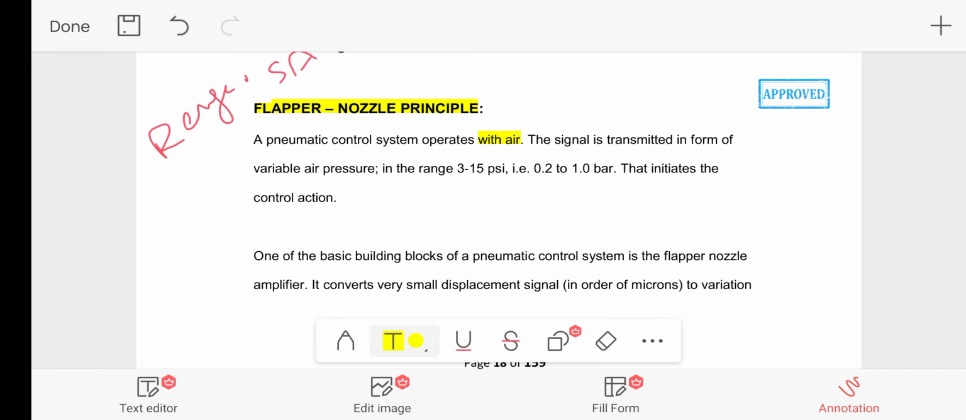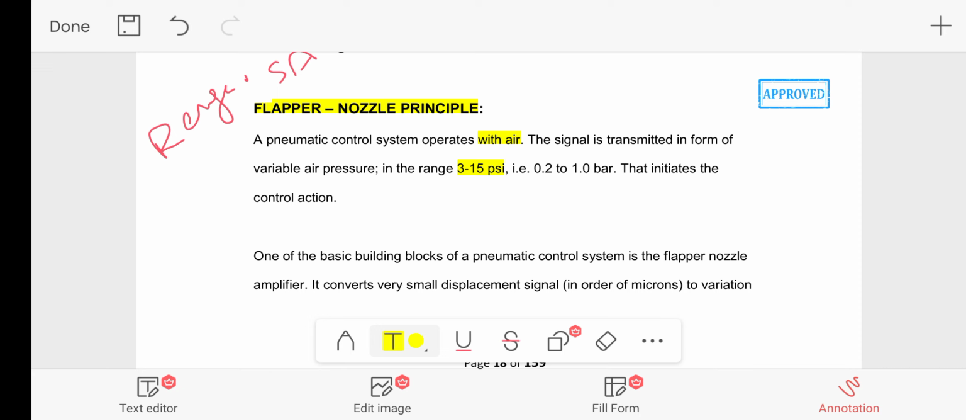The signal is transmitted in the form of variable air pressure. Any pneumatic system operates with 3 to 15 psi. 3 to 15 psi converts to 0.2 to 1 bar, which initiates the control action.